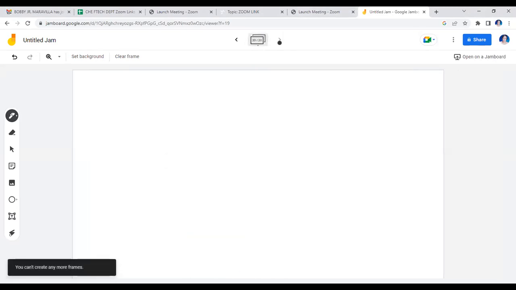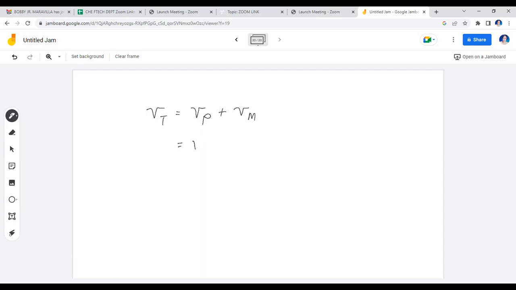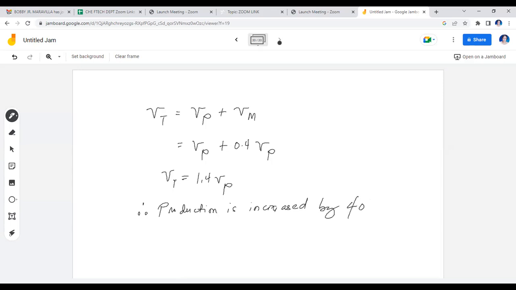In the new scheme, the total volumetric flow rate will be the volumetric flow rate of the plug flow reactor, originally operating standalone, and that of the mixed flow reactor now hooked to it in the system. So this is VP plus 0.4 VP, so it's 1.4 VP. The new volumetric flow rate being processed by the system, in comparison to your PFR working alone, is 40% higher than the original. Therefore, we say production is increased by 40%. So this is our answer for the first question.